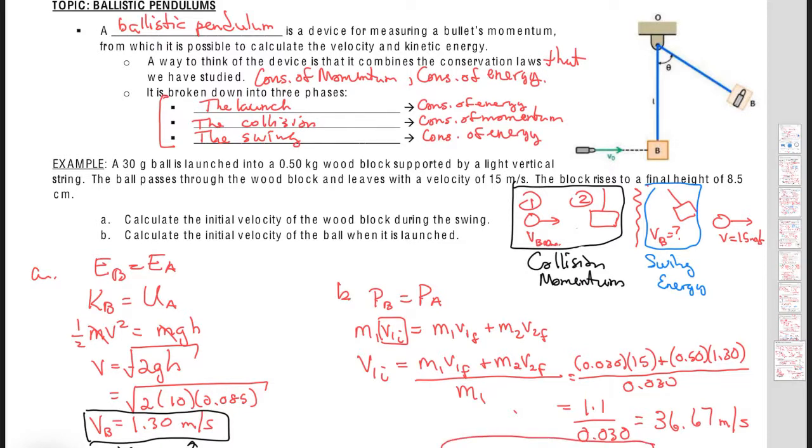Okay, and so again, ballistic pendulums are a little bit of a new concept in Physics C. It's not necessarily studied in Physics 1. And so that concludes Unit 4, Systems of Particles and Linear Momentum. All right, so now you should be prepared for the Unit 4 portion of the AP Physics C exam.